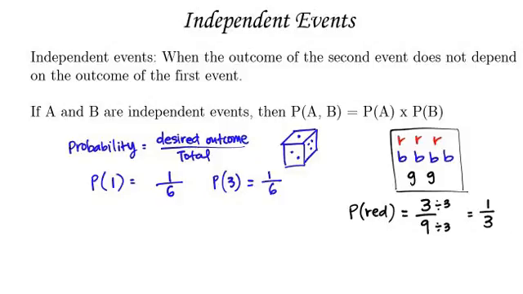Now, that's only when you have one event. Talking about compound events, 2 events, if I ask for the probability of picking a red and afterwards picking a blue, the probability of picking a red we already found. That's 1/3, right? So it's going to be the probability of picking red times the probability of picking the blue.